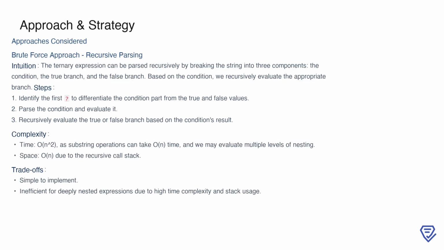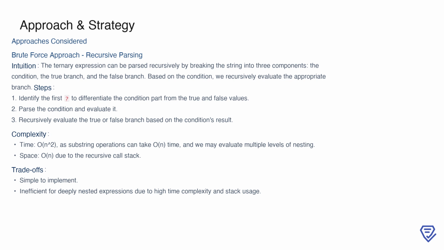To parse a ternary expression, one intuitive method is a brute force approach using recursive parsing. The idea here is to break the expression into three distinct components: the condition, the true branch, and the false branch. We evaluate the condition first, and based on its value, we recursively process either the true or the false branch. The process begins by identifying the first question mark to separate the condition from the branches. Once the condition is evaluated, we continue this recursive breakdown for deeper nested expressions.